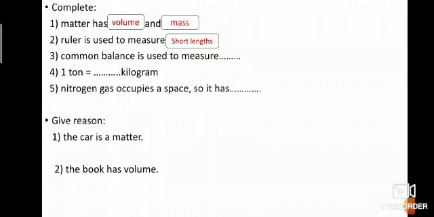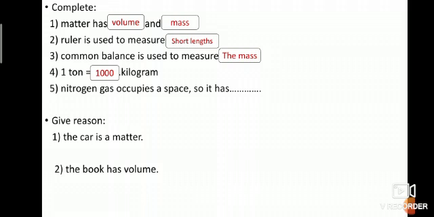The third question is common balance is used to measure space. Common balance is used to measure the mass. The fourth question says 1 ton equals space kilograms. 1 ton is equal to 1000 kilograms.